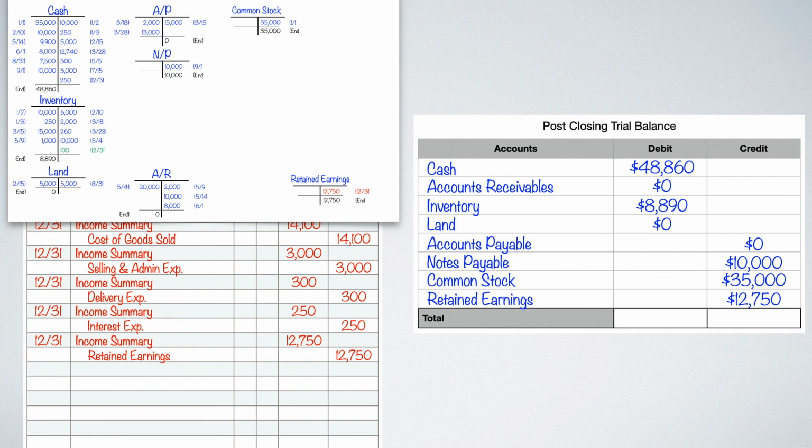If I add up the debits, that's going to give me a total of 57,750. And if I add up the credits, that's going to give me a total of 57,750. So we are good. We did the entire accounting cycle for a single problem. So hopefully that wasn't too terrible on you. I know it took three videos to do it, but you kind of get the idea of everything that goes into the accounting cycle. So hopefully that made sense.